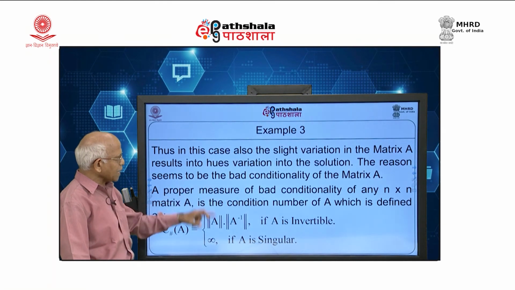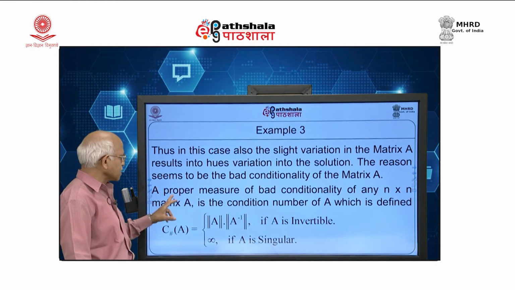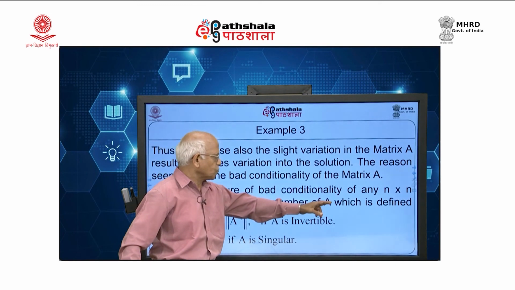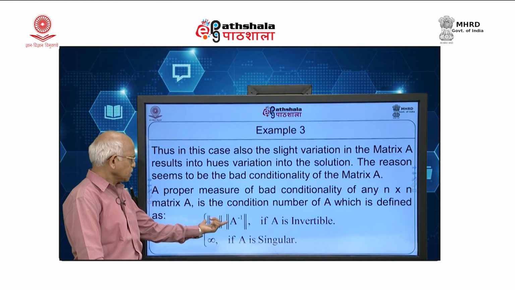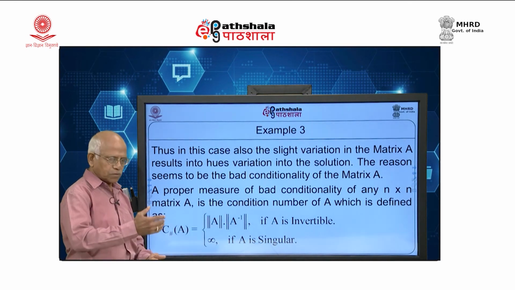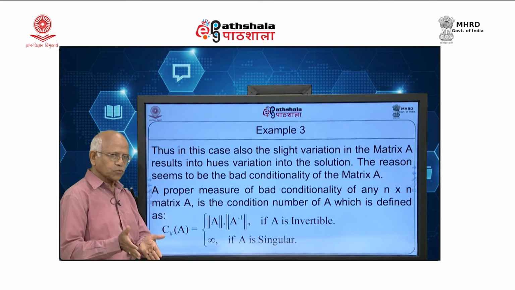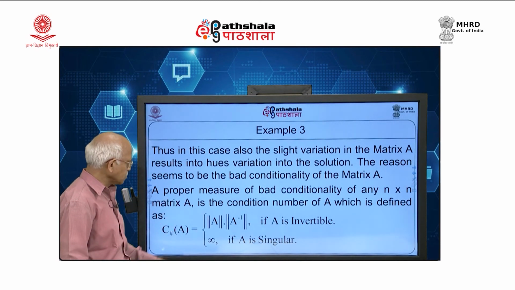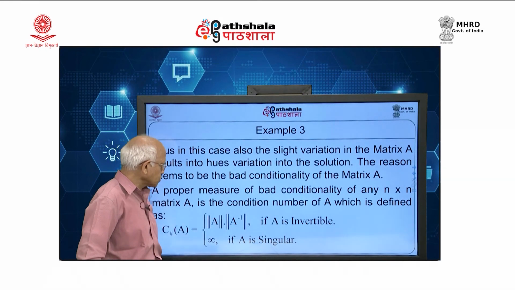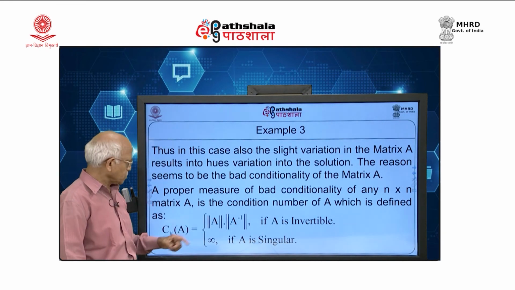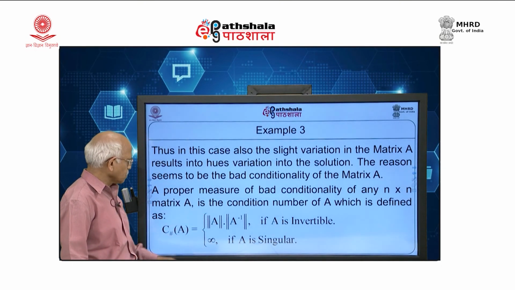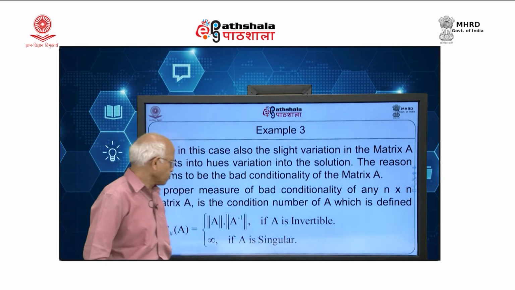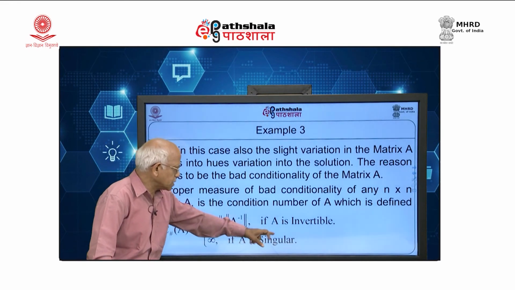A proper measure of bad conditionality of any n cross n matrix A is the condition number of A, which is defined in terms of the matrix norm. Matrix norm can be extended just like the norm in Rn, so the magnitude of the vector we are talking about. In a similar way, we can extend the matrix norms here. I am not going into the details of all this, but you can see these facts in the literature. So, the condition number I am defining like this: if A is invertible, and infinity if A is singular.